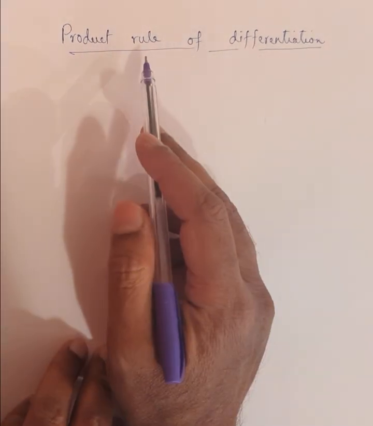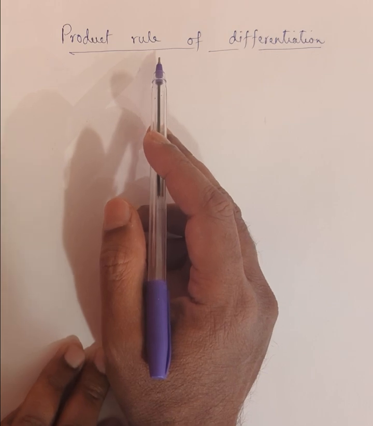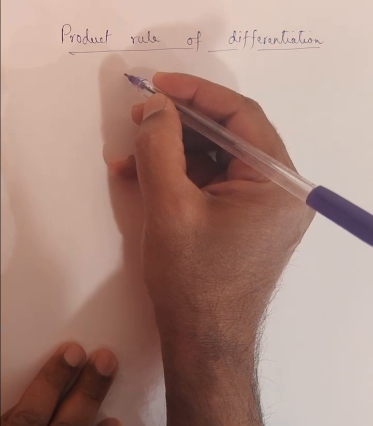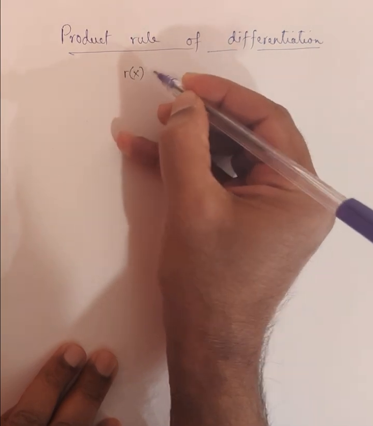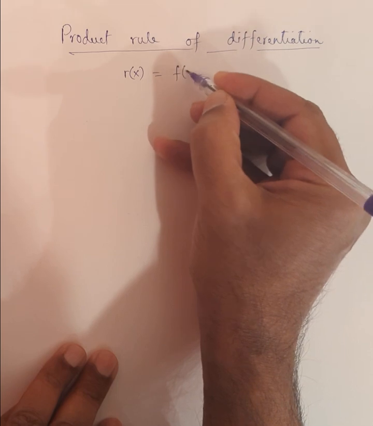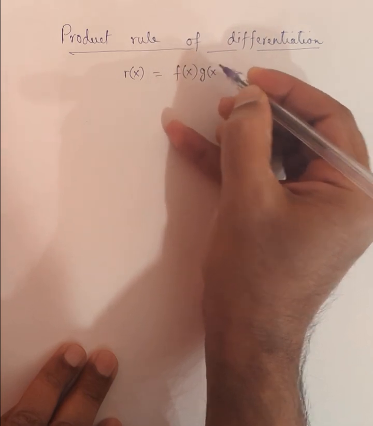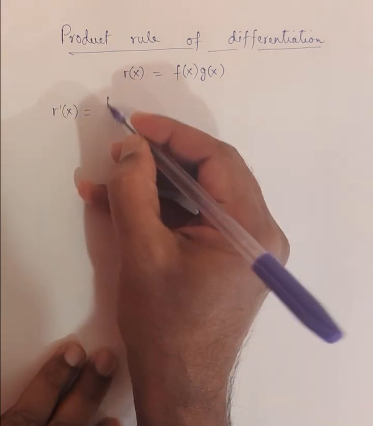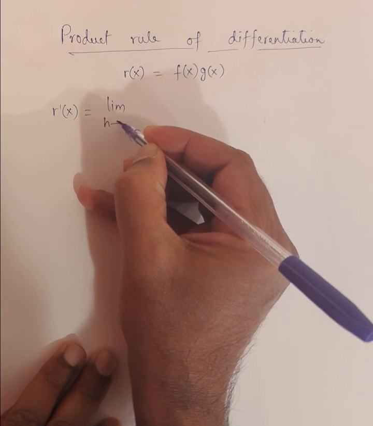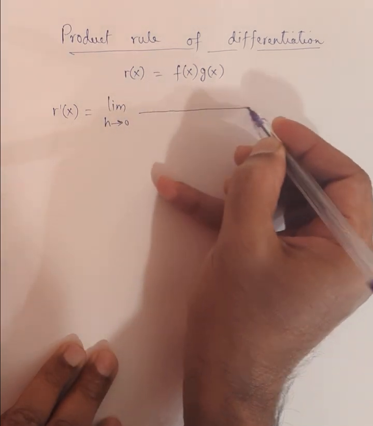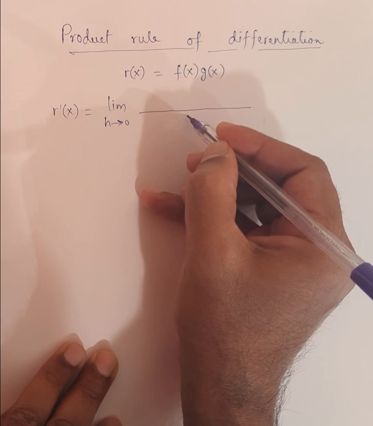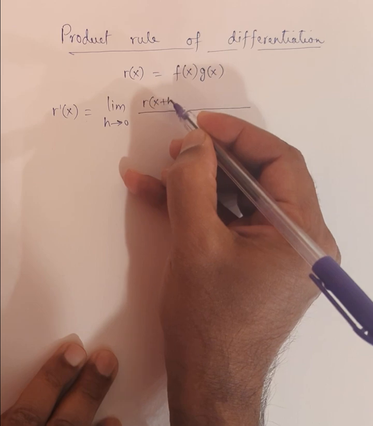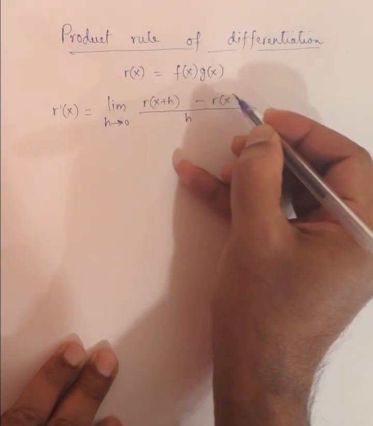We try to find a formula for the derivative of a function which is expressed as a product of two functions. So say r of x is given as a product of two functions, f of x and g of x. So by definition, r prime of x is the limit as h approaches 0 of this fraction where the denominator is h and the numerator is r of x plus h minus r of x.